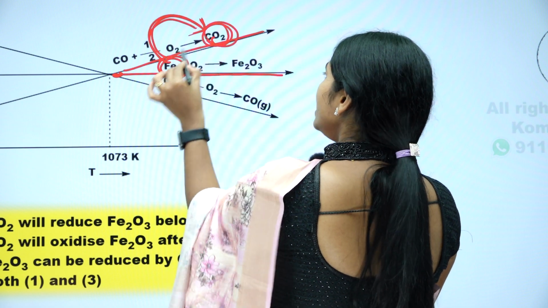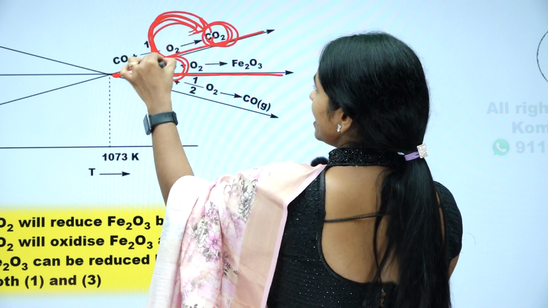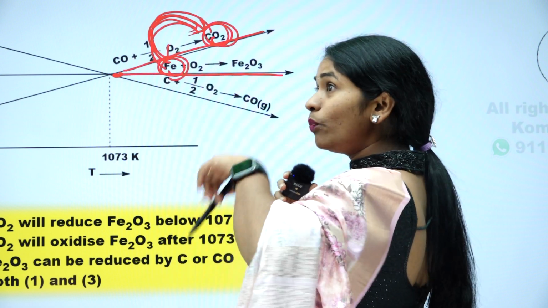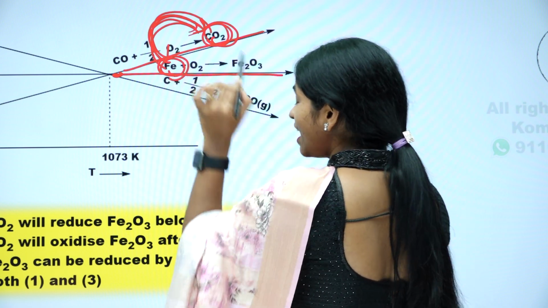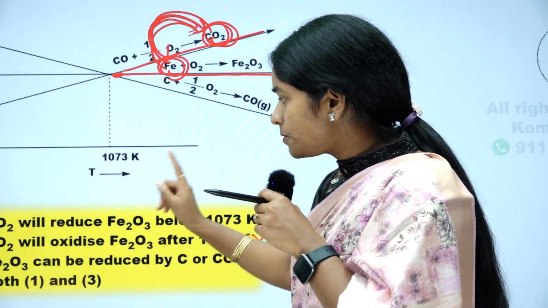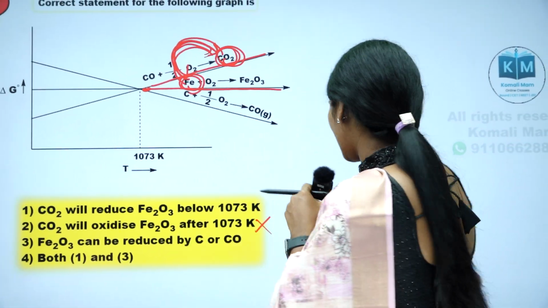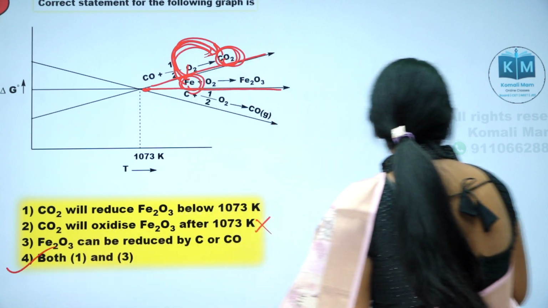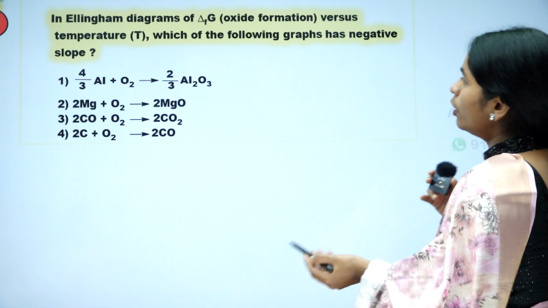So CO2 is reducing means it is oxidizing. Correct. CO2 is oxidizing, but which one is it oxidizing? It is oxidizing Fe, not Fe2O3. That's why the second statement is wrong. Only options 1 and 3 are the correct answers. Option 4, very easy.